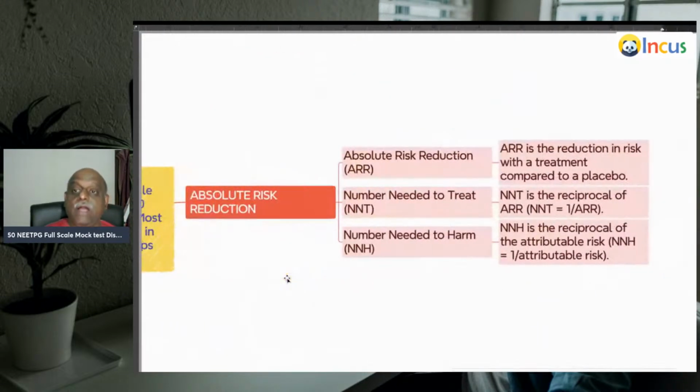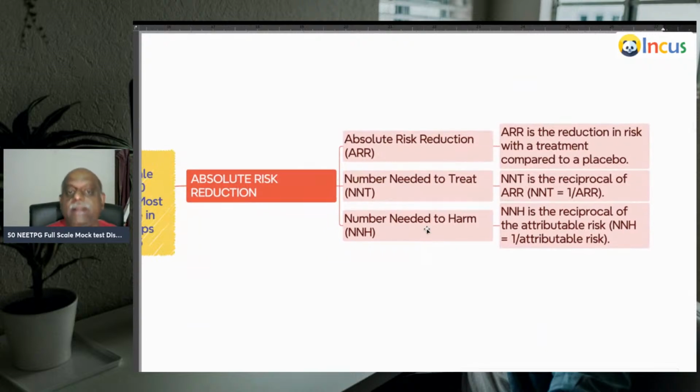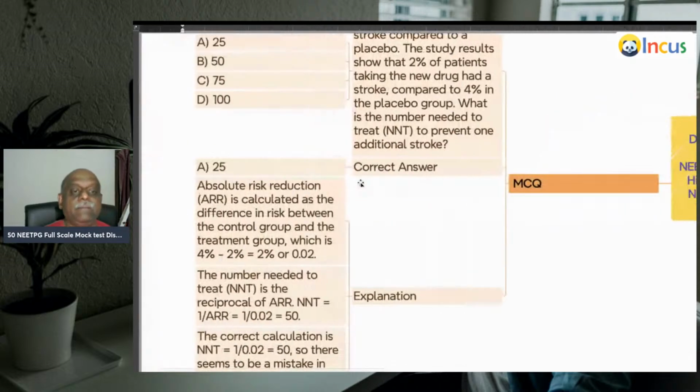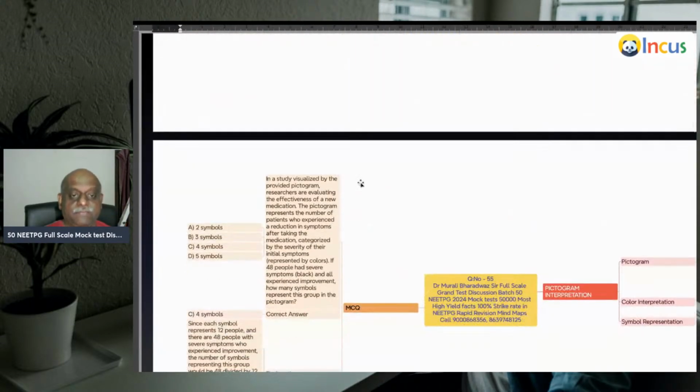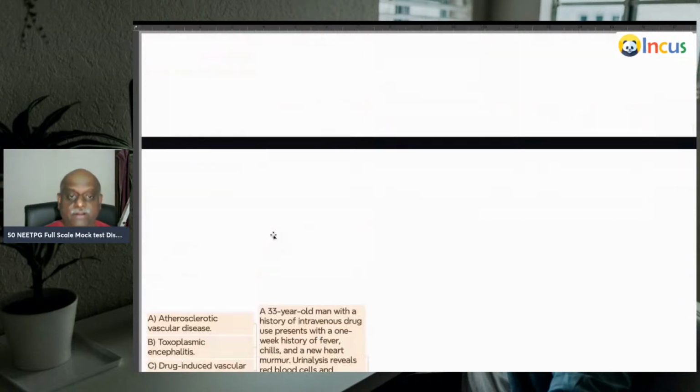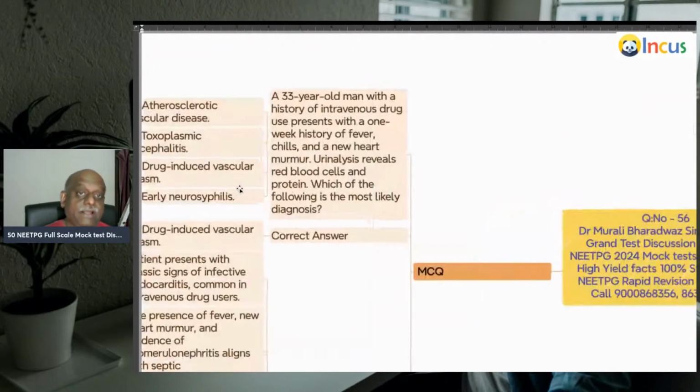So absolute risk reduction, number needed to treat, number needed to harm. These are the three parameters you should know, doctor. Number needed to treat is 1 by ARR, whereas number needed to harm is 1 by attributable risk. That is the fundamental difference. So in a study, I leave the literature for you. I will go to the next question.